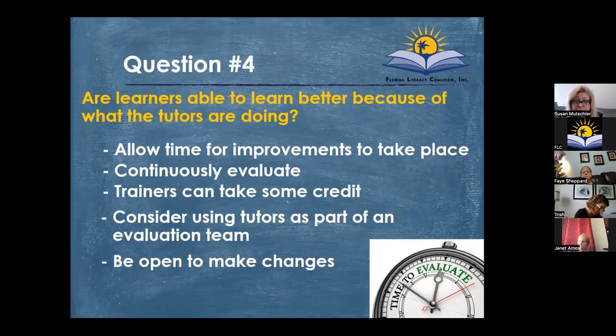Question number 4. Are learners able to learn better because of what the tutors are doing? So you get to take a little credit here as the trainer if the learners are doing better because of the tutors. And be open to make changes from your tutors as you get their feedback.